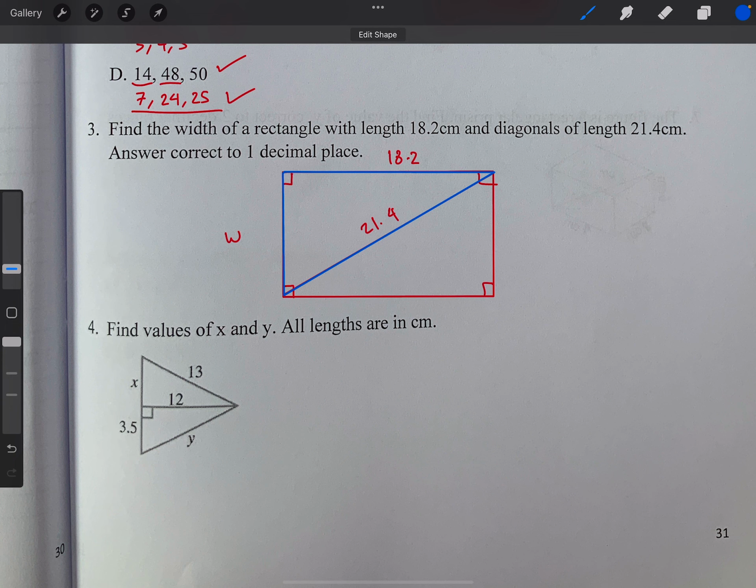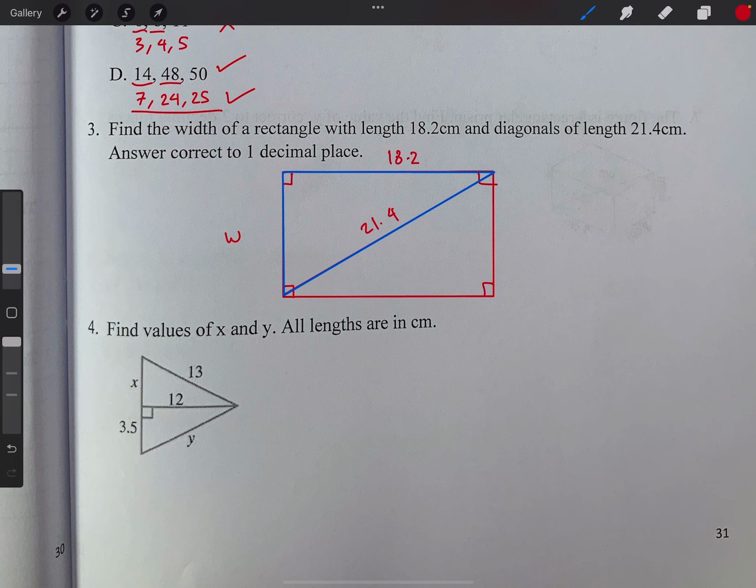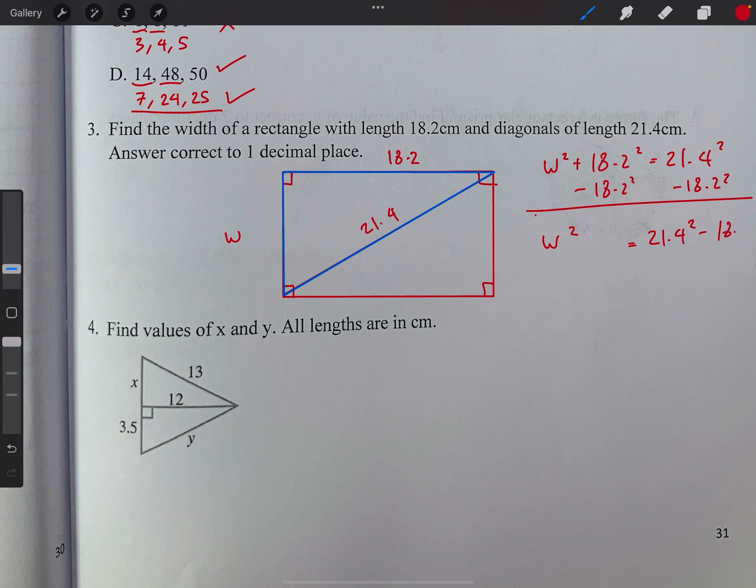Okay, so we can use the Pythagorean theorem. I can say that w squared plus 18.2 squared is equal to 21.4 squared. So therefore, if I take away 18.2 squared from both sides, I'm going to get w squared is equal to 21.4 squared, take away 18.2 squared. So therefore, w is equal to the square root of 21.4 squared, take away 18.2 squared. Now do this first. Work out what that number is, and then do the square root.